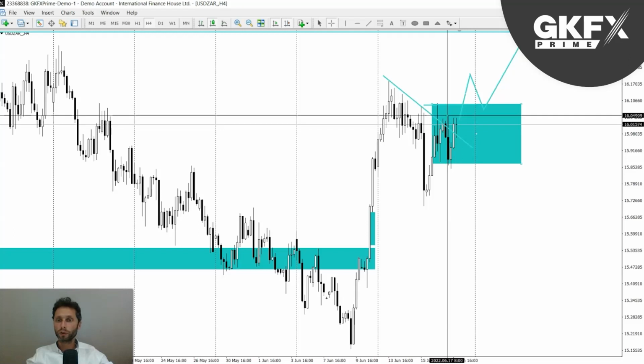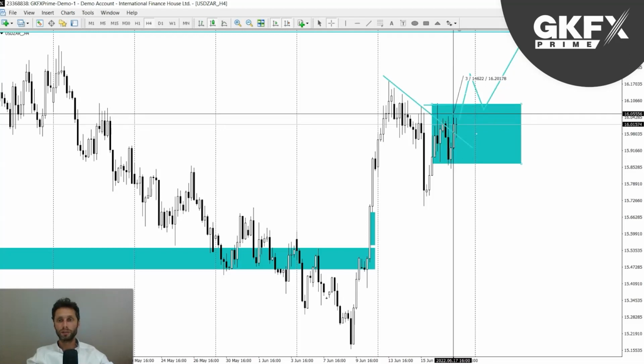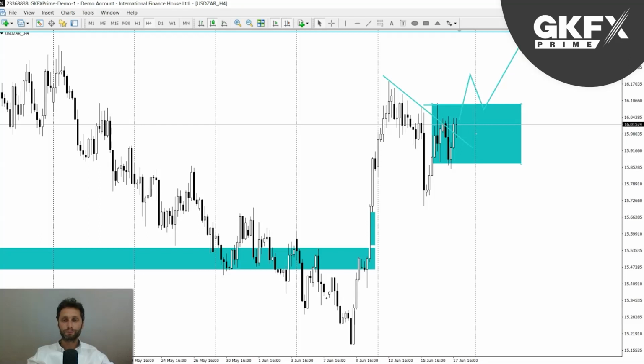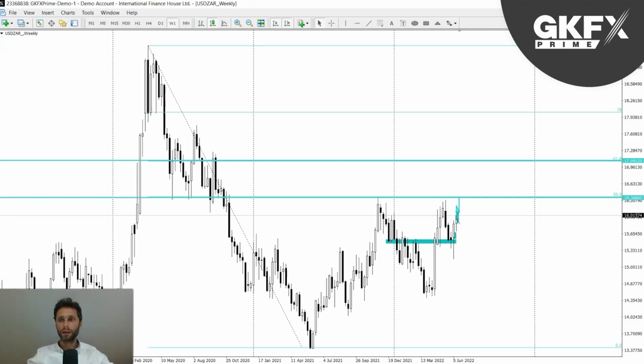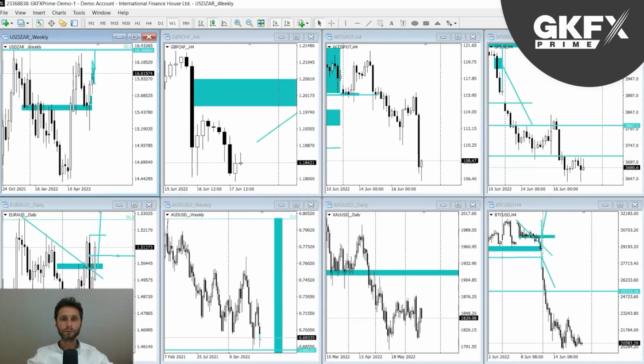It hasn't quite broken with conviction yet, has it? It'd be nice to see some really strong bullishness right here as the week progresses from the start of the week. And then that would be a nice situation for the buy scenario. Okay, so that's the dollar rand. Let's move on to next.